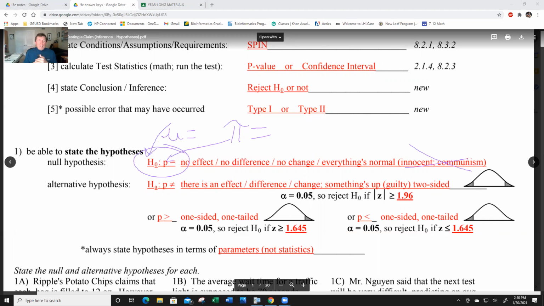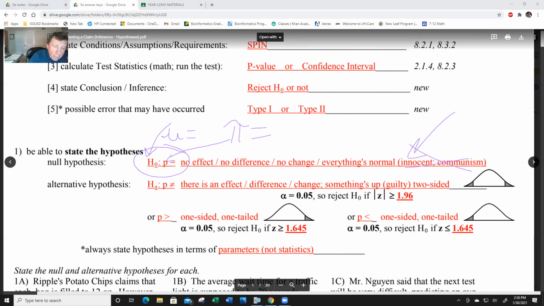Is that there's no effect, no difference, no change. Everything's the same. The original hypothesis could be innocent. That one I gave you the example of could be innocent. Okay. All right. The alternative hypothesis, there's actually three symbols that can go in here.